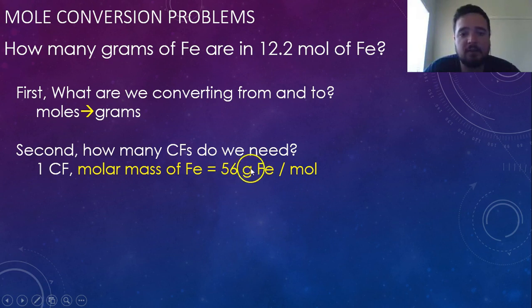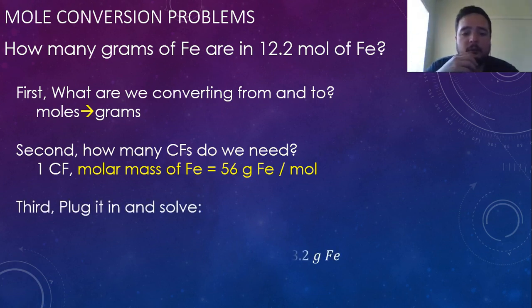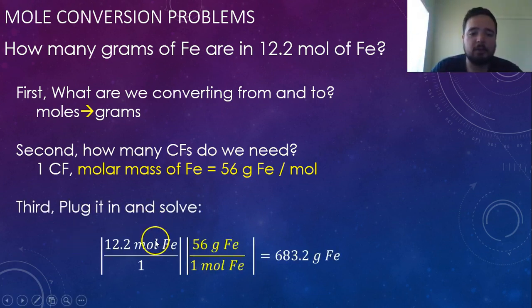Okay, so there's 56 grams of iron for every 1 mole of iron, and that's based off the gram atomic weight on the periodic table. So you just plug in and solve it. 12.2 moles of iron, okay, is what you're given in the problem. You have to multiply by the molar mass to get grams on top. The moles are going to cancel out, and then you get 56 times 12.2 divided by 1, which is the same thing as itself. You should get 683.2 grams of iron.